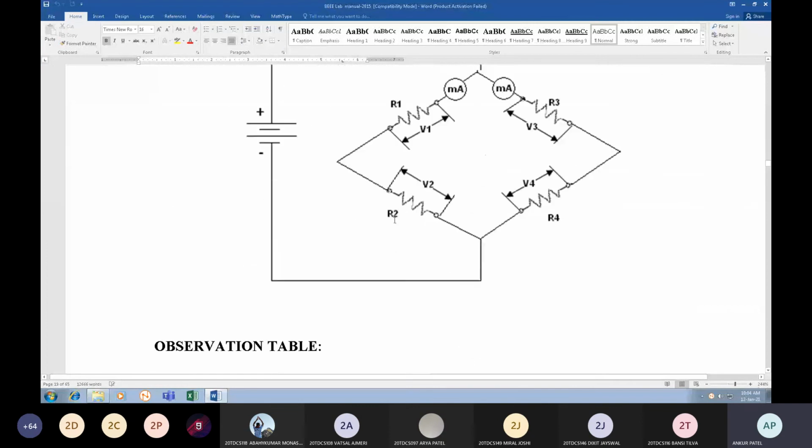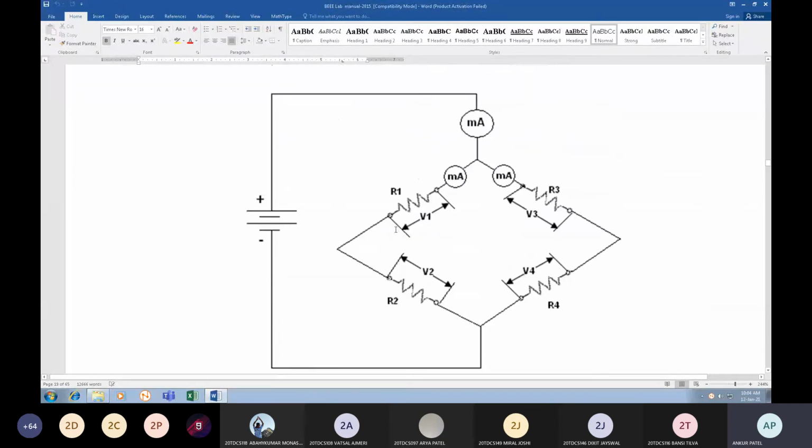Can you see this diagram? Practical connections. Yes, sir. I want to connect this circuit on the practical kit. How can I start this connection? Anyone have an idea? Suppose I want to measure KCL, I have to perform KCL. Then what will my connection be here? What parameters do I have to measure?